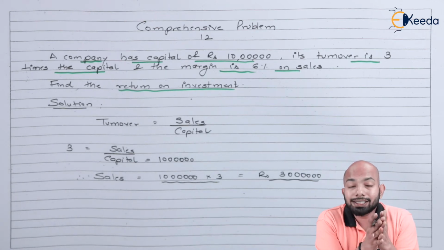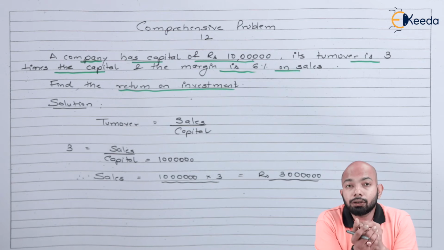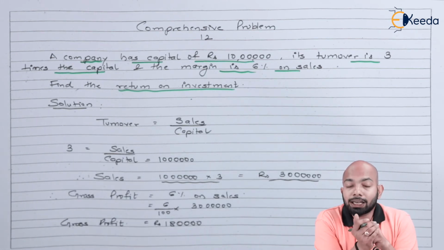Now, once you have the sales, you can figure out how much is the gross profit, because when it comes to the return on investment, you have to figure out what is the gross profit. So now they have mentioned that the margin on sales is 6%. That means gross profit is 6% of sales. So gross profit has been calculated as 1,80,000.